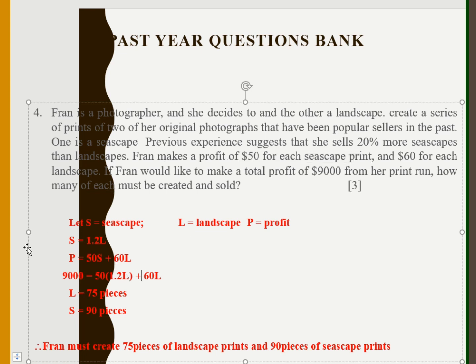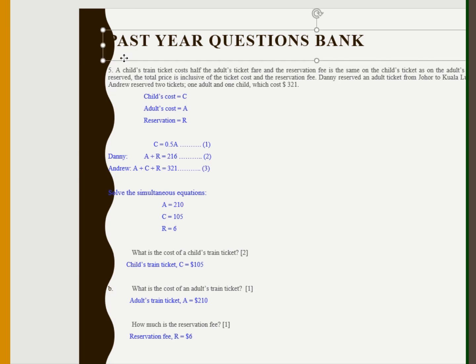So now, once you get these two equations, you have S equals 1.2L, right? You can substitute it inside here. Do you see that? 9,000, which is your profit, equals 50 times 1.2L, because S is equal to 1.2L, plus 60L. Then you just solve it. You will get L is 75, S is 90. This is a past year question, so you will see many questions like this. All right. Okay, next one.